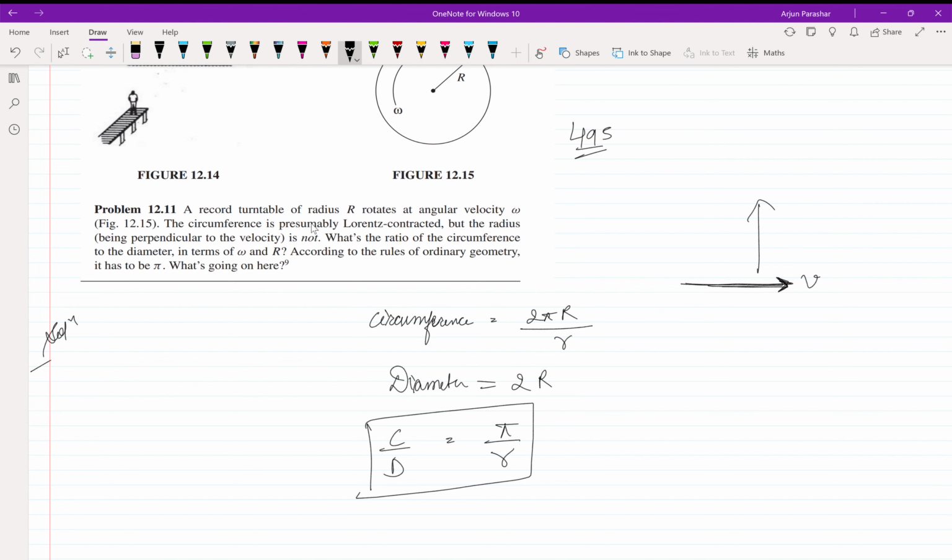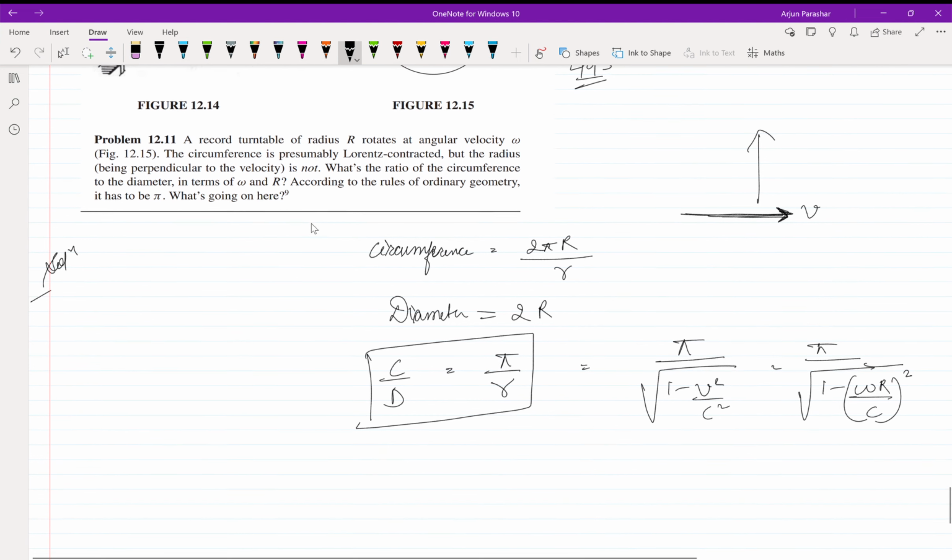Then he asks for this in terms of omega and r. He's asking the ratio in terms of omega and r. Simply now apply the value: gamma is 1 minus v square by c square, and we know what v is. v is the velocity, so the relation is v equals omega r, so v by c is omega r upon c, whole square. So this is the relation.